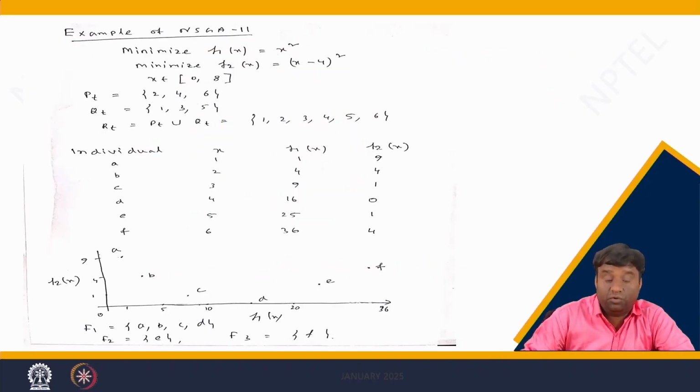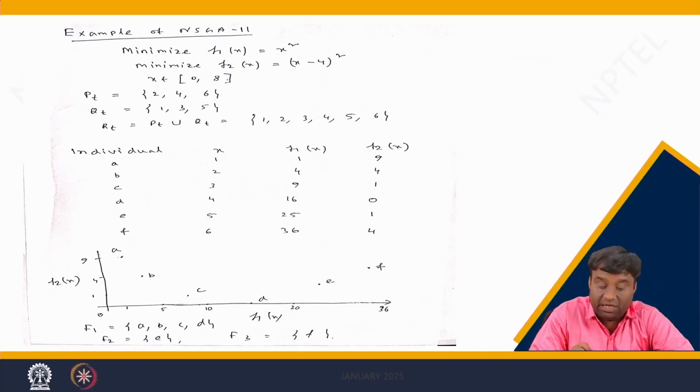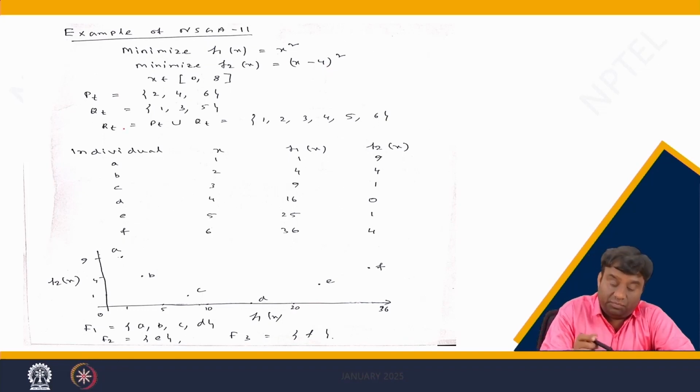Now try to understand one more example. We want to minimize f1(x) equal to x square, and minimize f2(x) equal to (x minus 4) whole square, where x belongs to 0 to 8. At a certain point t, the parent population we assume is 2, 4, 6. After crossover and mutation, we got the offspring Qt: 1, 3, 5. So Rt equals Pt union Qt, that is 1, 2, 3, 4, 5, 6.